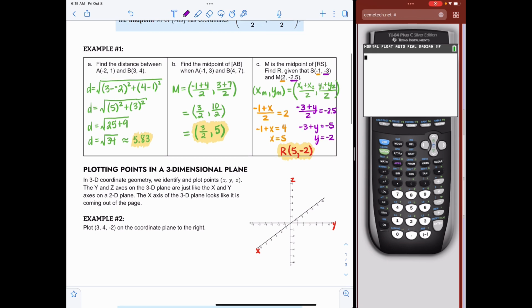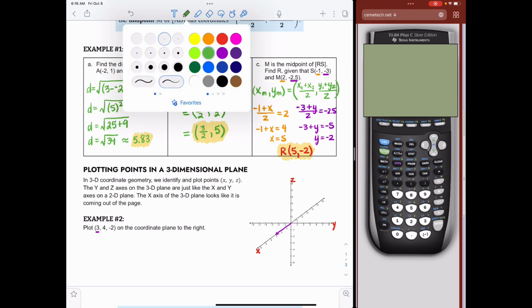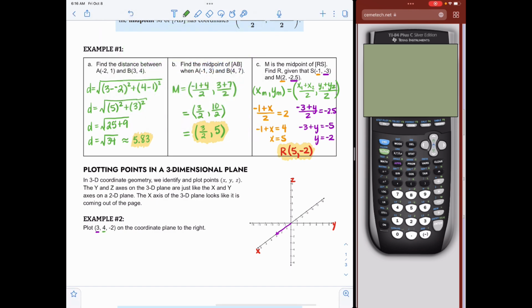So example 2 states that we want to plot the point (3, 4, -2) on the coordinate plane to the right. So remember, we are drawing in a 3-dimensional plane, so we should be thinking in 3D. If I want to plot the 3, that means I need to go to 3 on the x-axis. So I'm going to come out of the origin and go to where that 3 is. Then, where's the 4 on the y-axis? I go to the y-axis and I go over to 4.